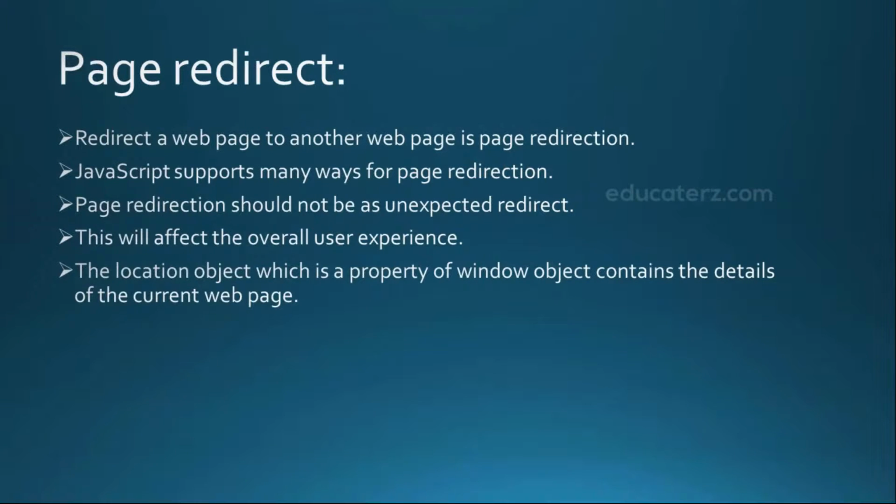One more thing I want to say is the location object, which is a property of the window object, contains the details of the current web page. Let's say you want to know which URL has been loaded and what the protocol is and everything. You can get that through the location object, which is a property of the window object. The location object contains each and every detail about the URL.